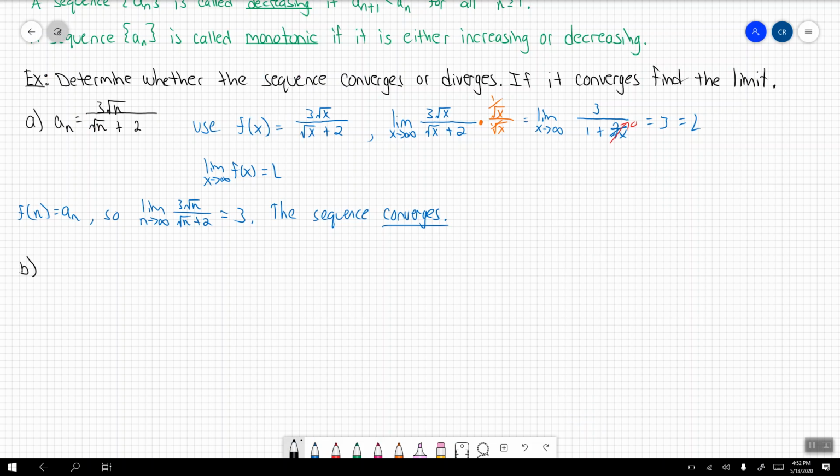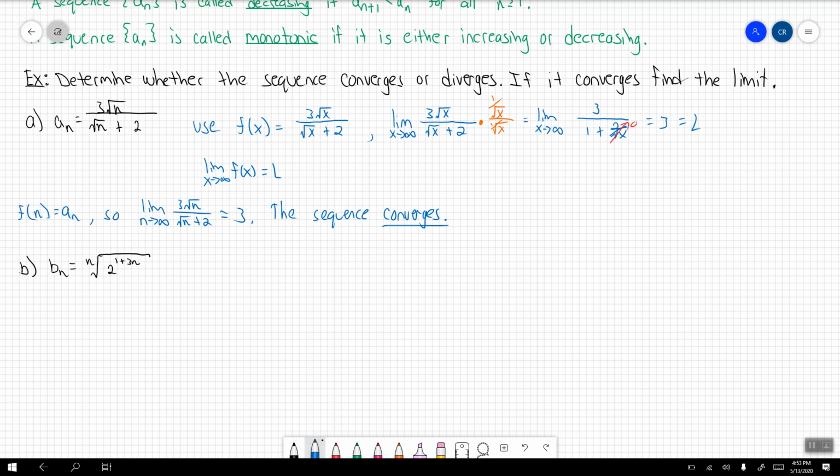Alright, so here we go, part B now. For part B, I want to look at this sequence here. Let's call this b sub n. And we're going to have b sub n be the nth root of, let's say, 2 to the power of 1 plus 3n, as such. And again, we now have to figure out what's going on here.